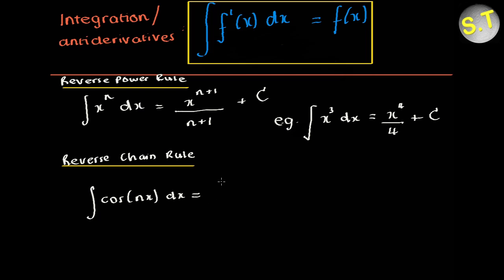So since sine differentiates to cosine, it must mean that the integral of cosine is equal to sine. We still have our nx, and then instead of multiplying by the derivative of what's inside the bracket, we need to divide by the derivative. So in this example, the derivative of nx with respect to x is just n. And as always, with our indefinite integral, we need to add a constant of integration plus c.